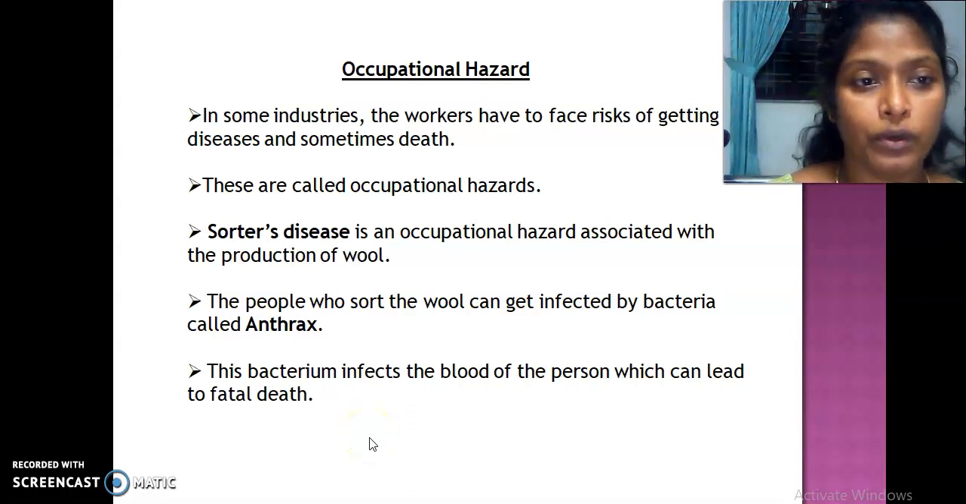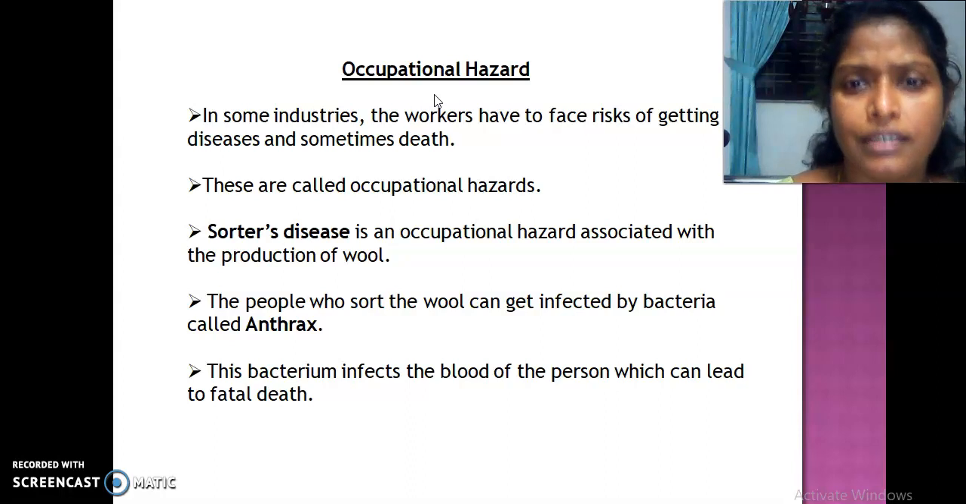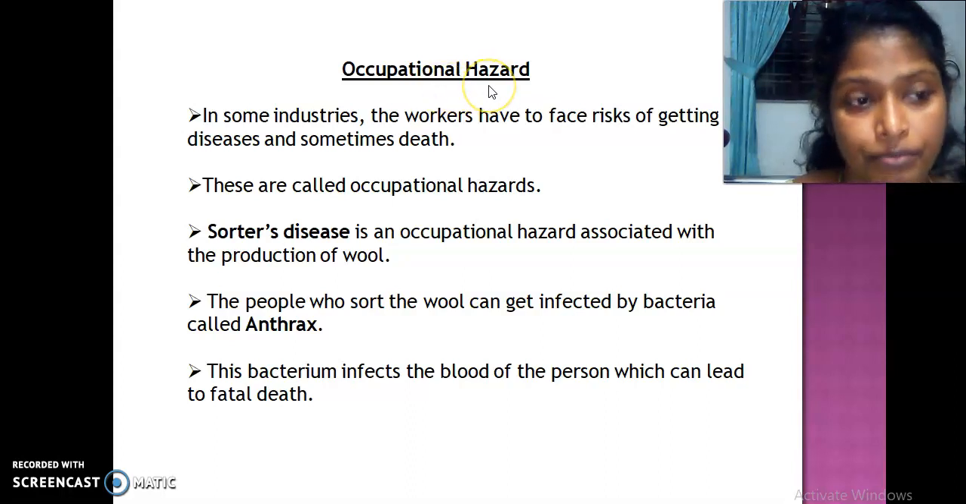So hello children, we are going to start the second half of the chapter Fibre to Fabrics. So the topic in front of you is the occupational hazard. As the term indicates, occupation means some job. So any problem related to a particular job is called the occupational hazard.